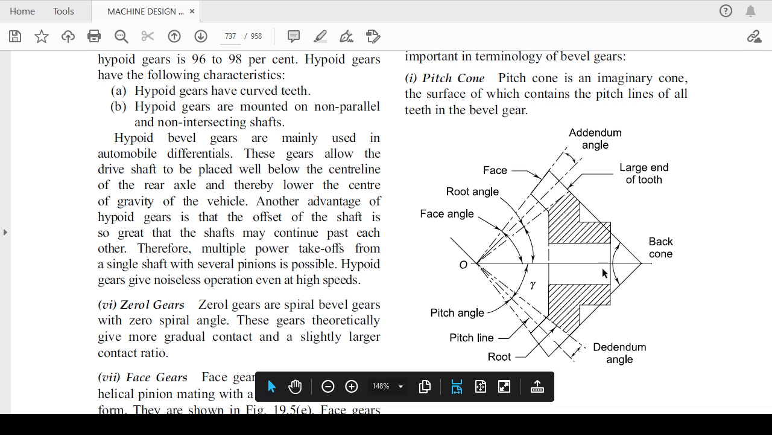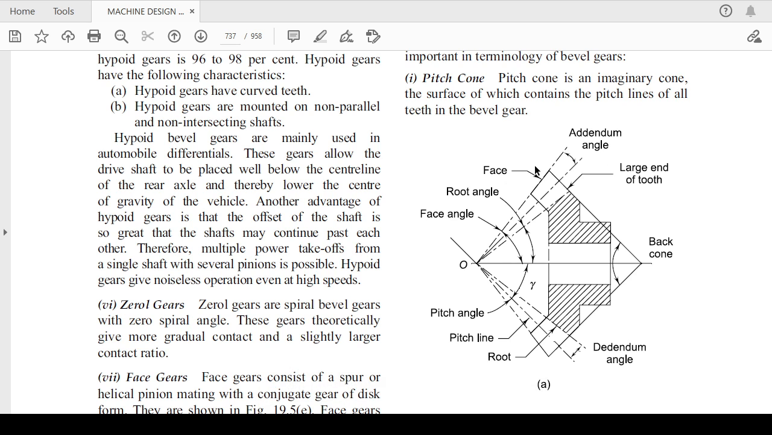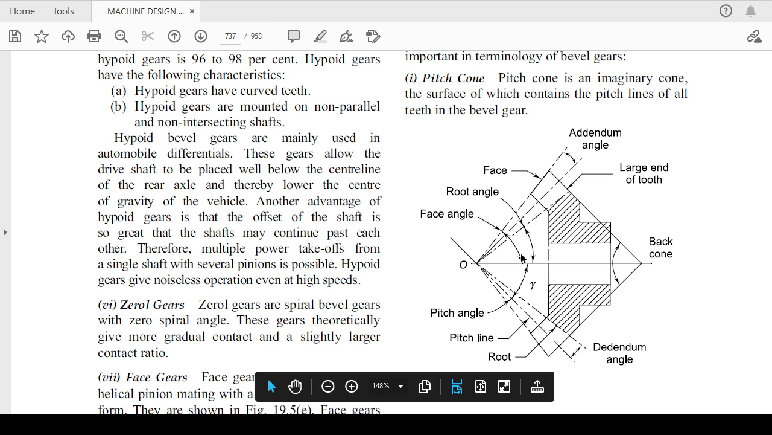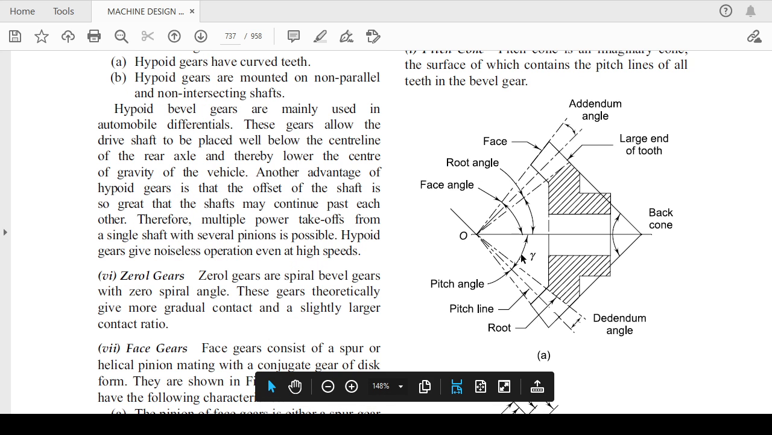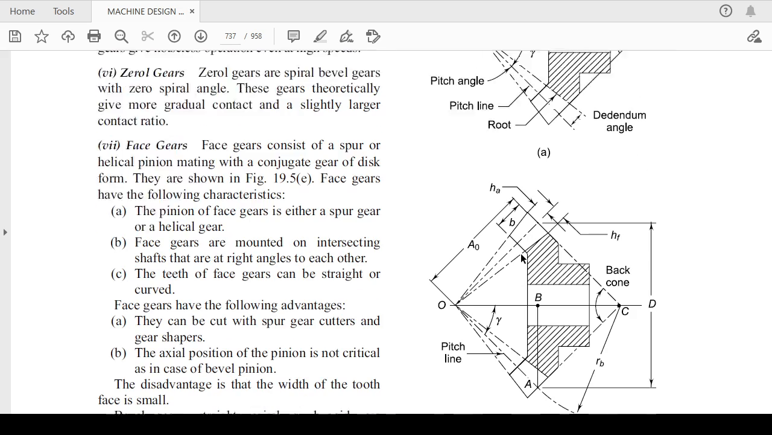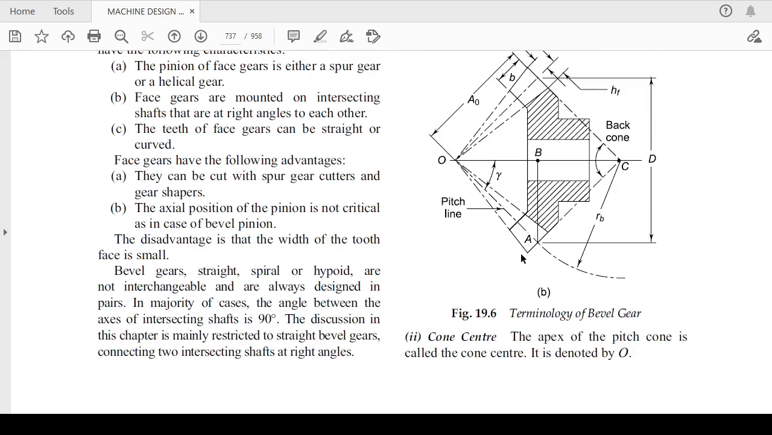Then this is called the back cone, large end of the tooth, addendum angle, face, root angle, and face angle. In this way you can differentiate or depict all the different terminologies related to the bevel gear.